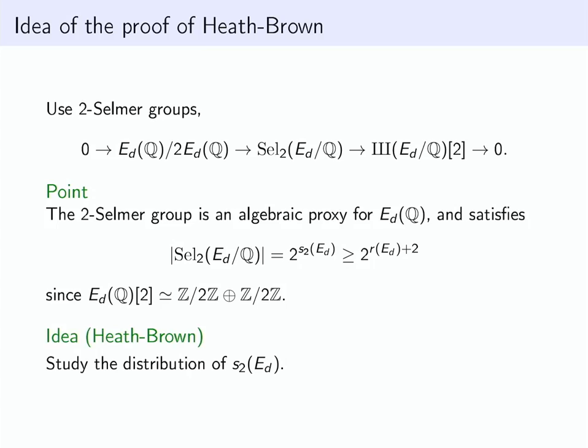And so the idea that underlies Heath-Brown's work is to study the distribution of this two Selmer rank, the order of the two Selmer group. In particular, he shows that these two Selmer ranks obey a limiting probability distribution, that there is some limiting probability that this two Selmer rank is 0. That's exactly what gives you this 20.9%. He shows that there's some limiting probability that the two Selmer rank is 1, which is exactly what gives you the 41.9% from that previous slide.